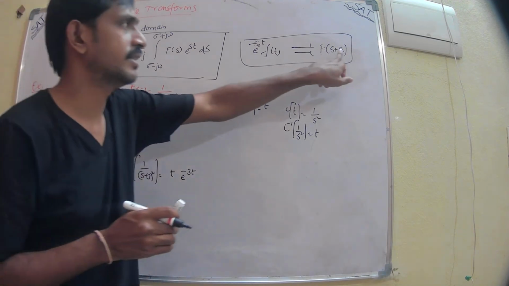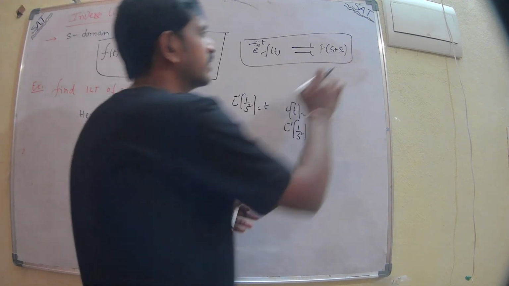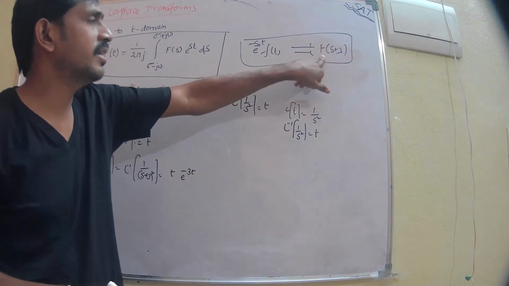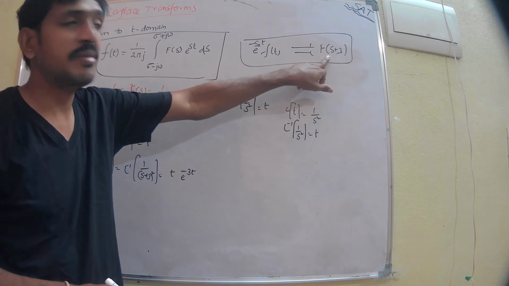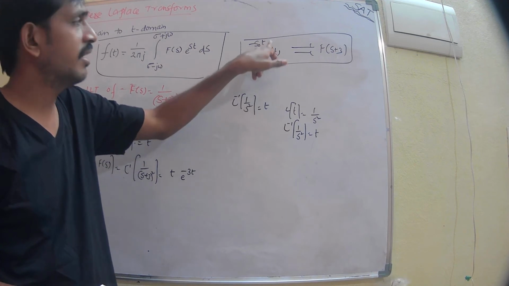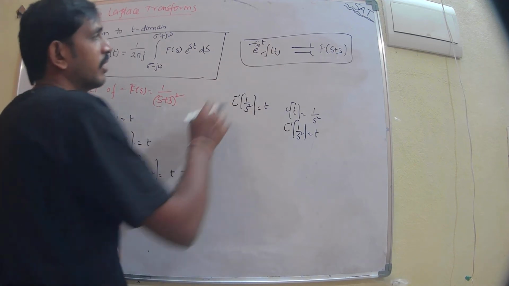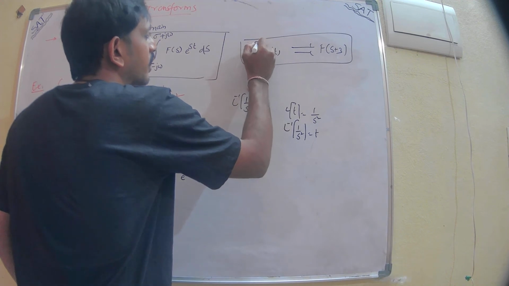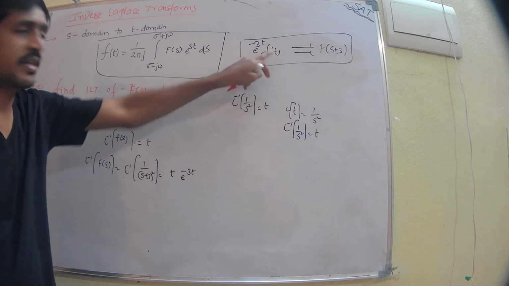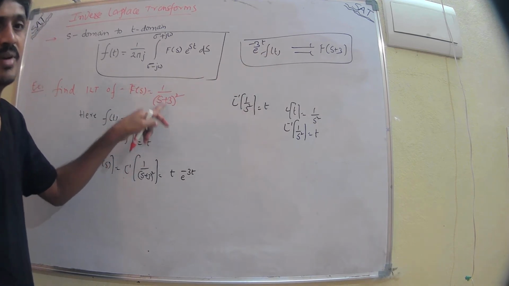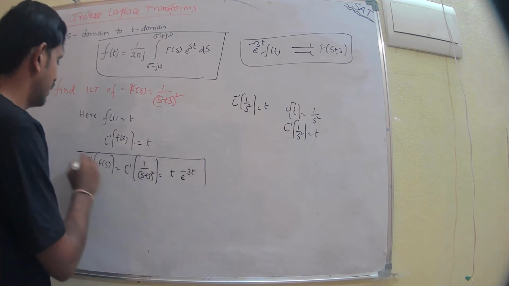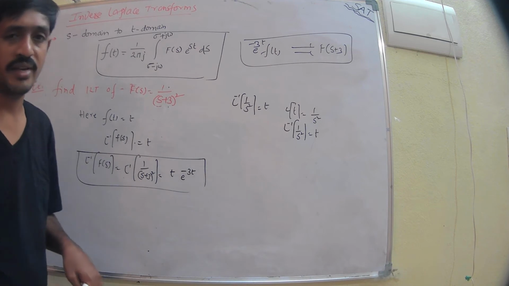So F of s plus s naught, where s naught is 3, is the left shifting. The s domain function is shifted by the factor of 3, so we multiply by the exponential function in the time domain, e power minus 3t. What is f of t here? It is the inverse Laplace transform of 1 by s square, that is t. So the inverse Laplace transform of 1 by (s plus 3) whole square is t e power minus 3t.